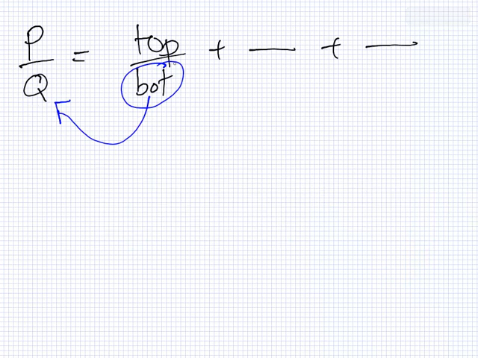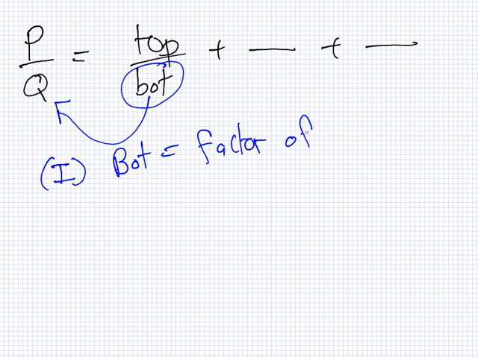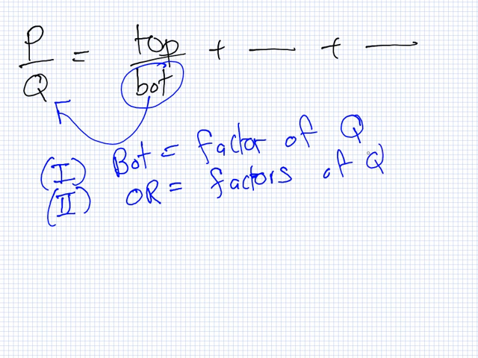So if you want to think about some ground rules, the first rule is that the bottom must always be a factor of q. That's the first kind of rule. The second rule is that it could also be a product of factors of q. So there could be some multiplication.